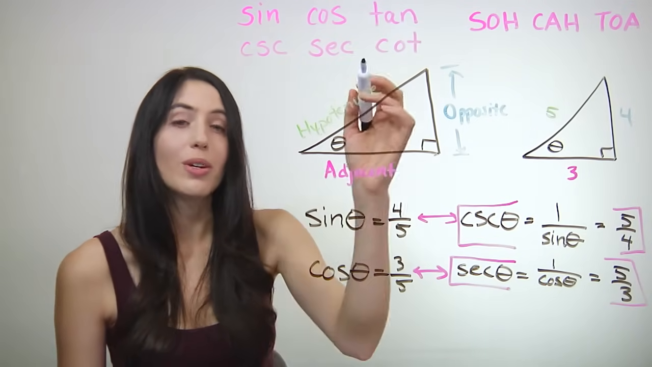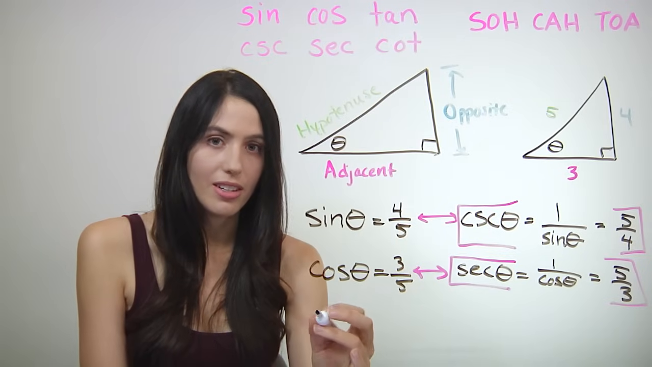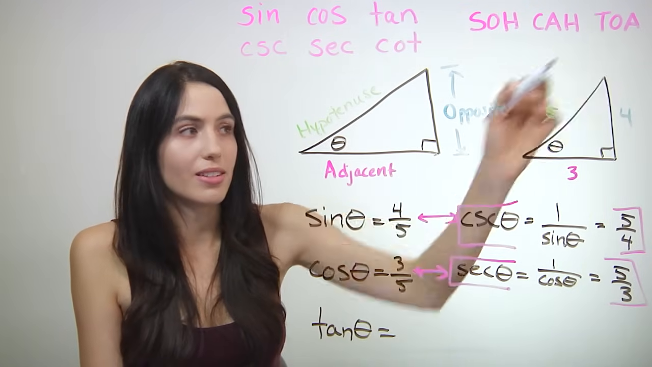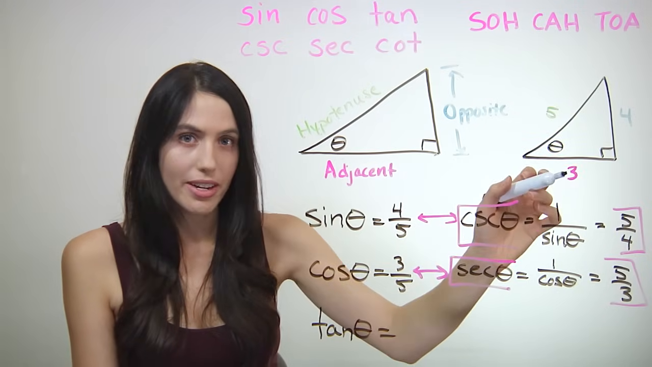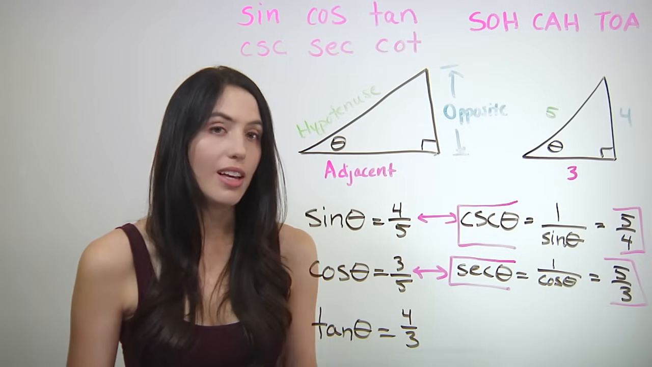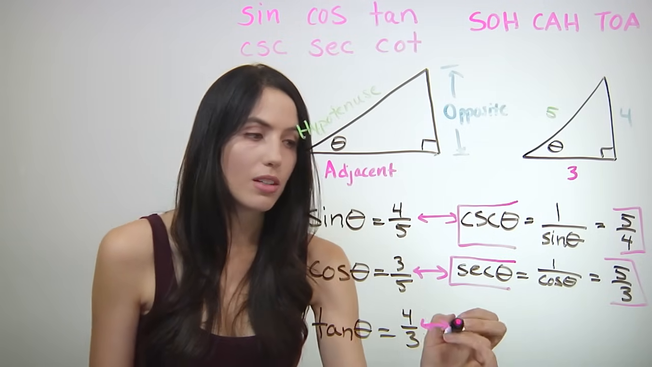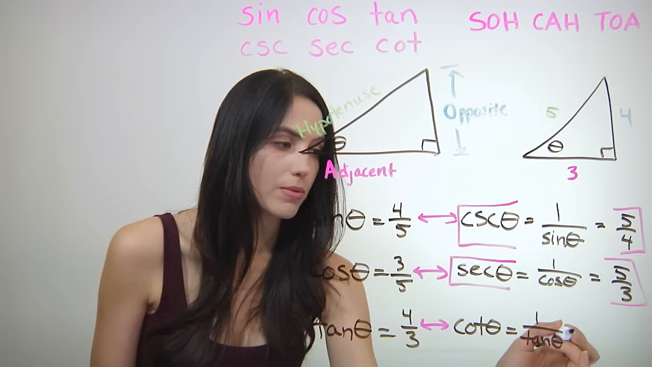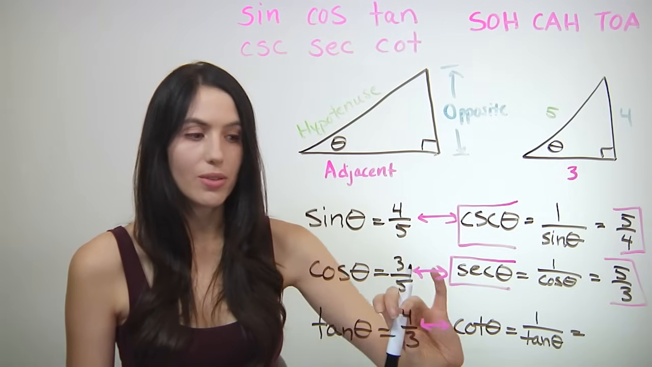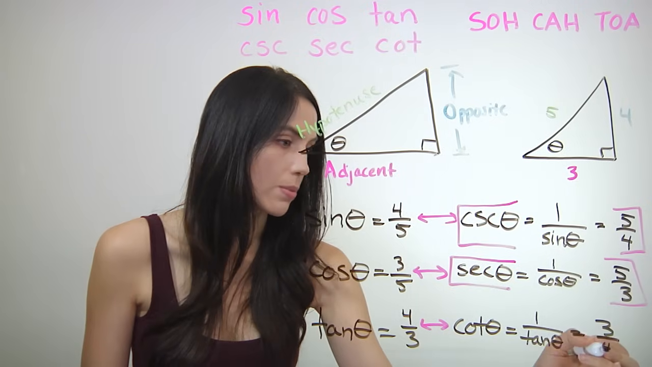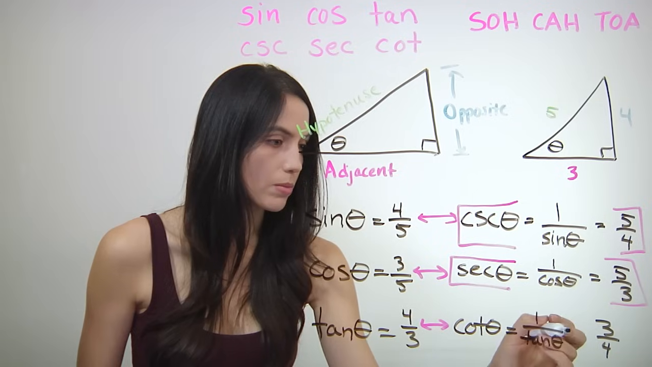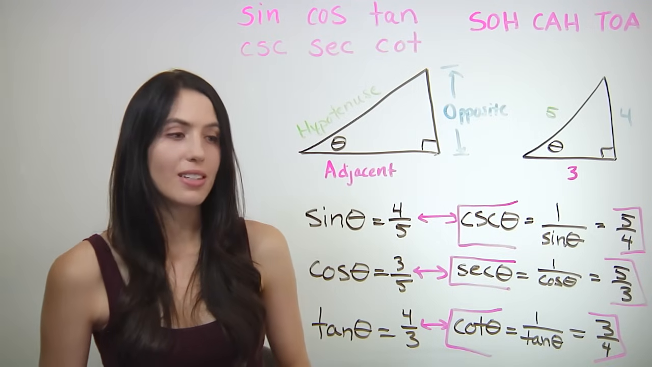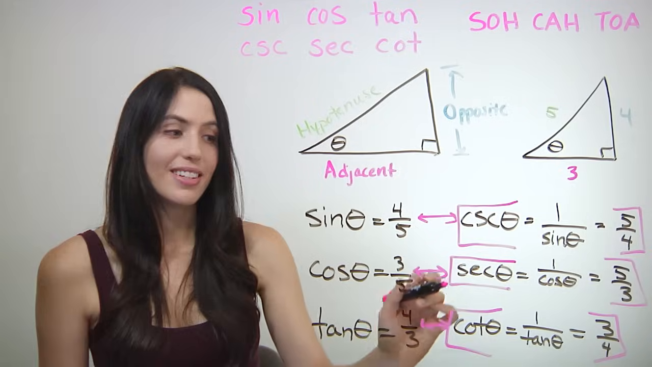And then finally, if you wanted to find cotangent theta, you would first find tangent theta. So tangent theta is opposite over adjacent. So in this triangle, it's 4 over 3. And then, to get cotangent, you would do 1 over tangent, which is the reciprocal of this value, so it's 3 over 4. Cotangent of theta is 3/4. That is the fastest, easiest way to find cosecant, secant, and cotangent.